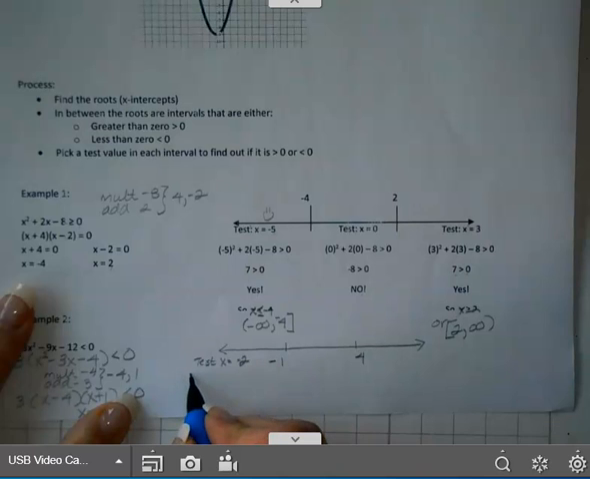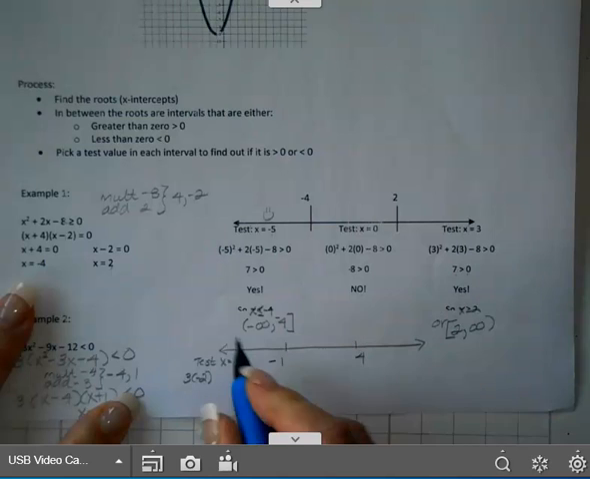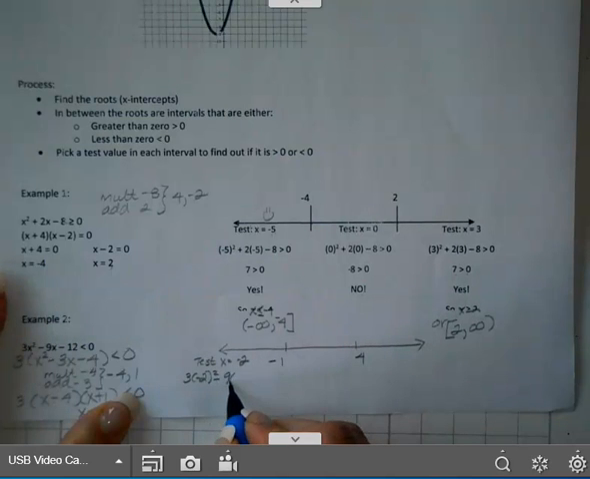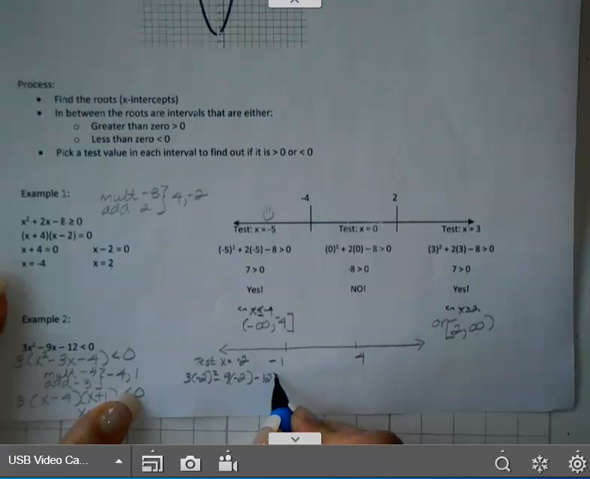So I'm going to plug that in. So 3 times -2 squared minus 9 times -2 minus 12. And I want to see, is that less than 0? So is 18 less than 0? Okay, that's false. So it's no for this section.